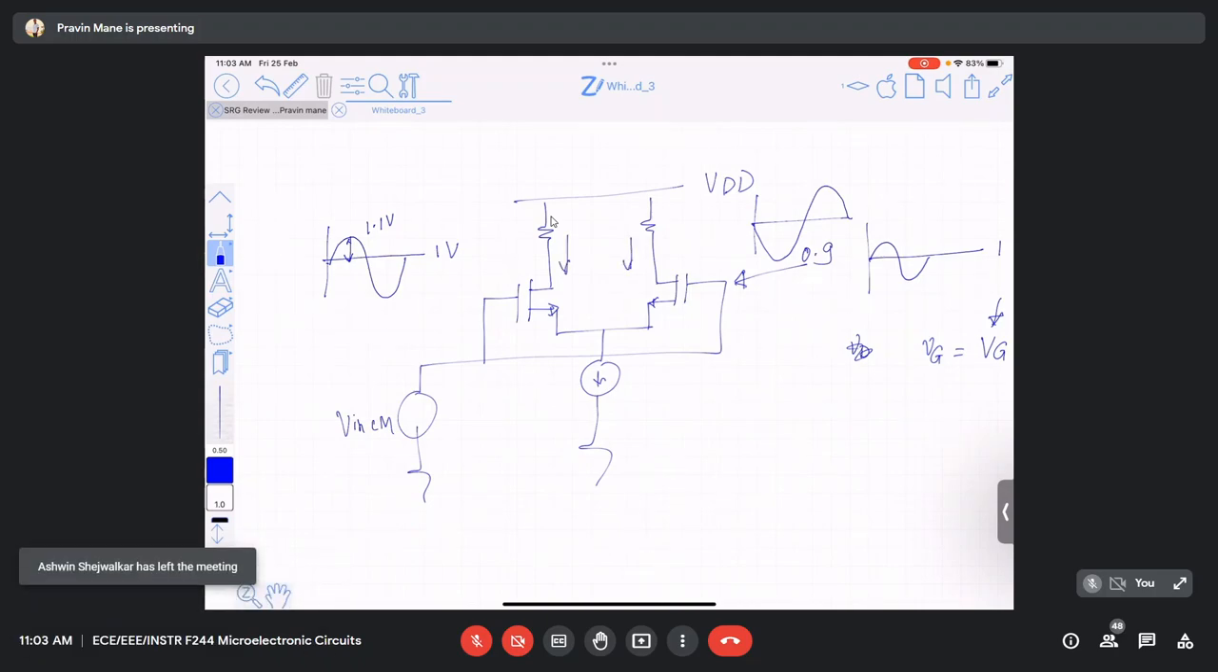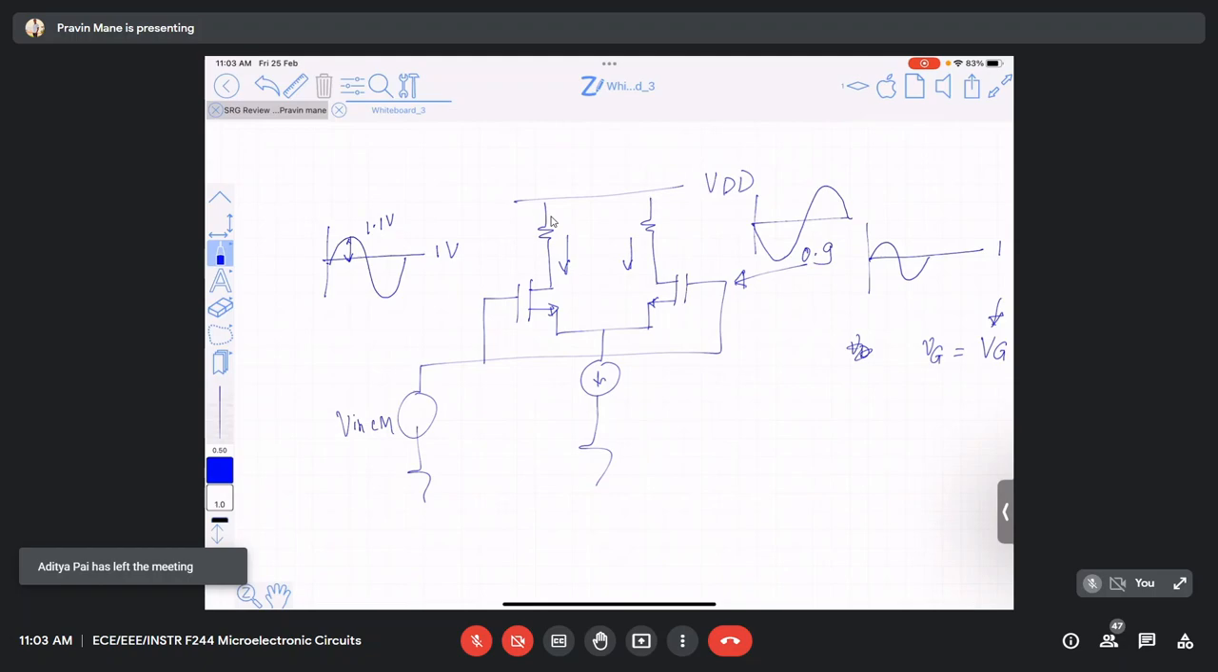So, sir, if we vary the DC level, as long as we're varying both of their DC levels the same, it does not change the current. It does not change the value of current flowing through both the transistors, as long as that Vin CM is within that range. Right. Okay. But if we change one of them with respect to the other, then the current will change. Yeah, that's the idea. Okay, got it. Thank you so much, sir.